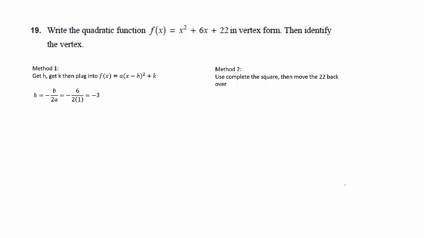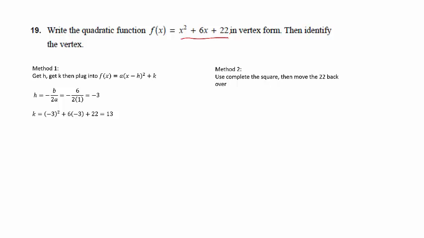So if I do method 1 first, you have to remember the formula for h is opposite b over 2a. In this case, b is 6 and a is 1, so those get filled in. And that gives me an h value of -3. And then in order to get k, you would plug your value for h back into the original equation, which is right up here. So we'd have to do the square of -3 plus 6 times -3 plus 22, and we should get 13.